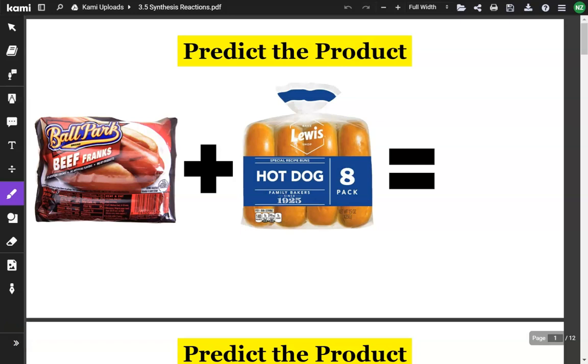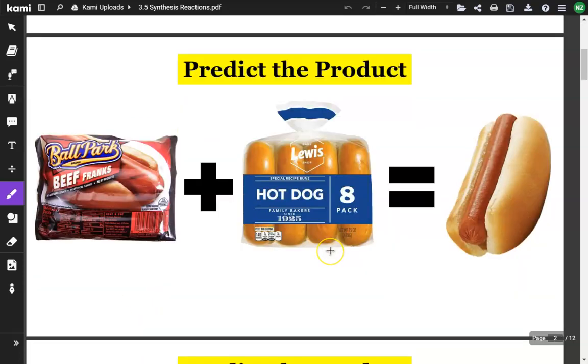In this video, we're going to go through synthesis reactions. All right, here we go. Here's a classic synthesis reaction. We have some ballpark hot dogs and some hot dog buns. When we put them together, what do we get? Well, we get hot dogs. Yeah, we just put them together.